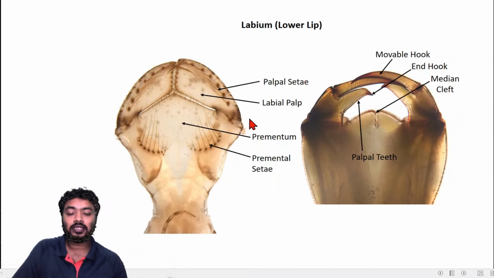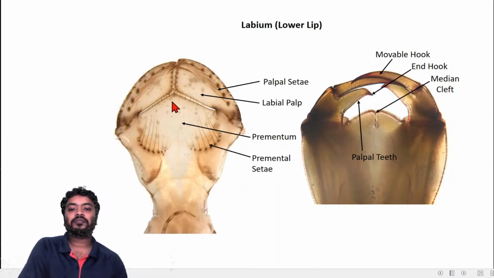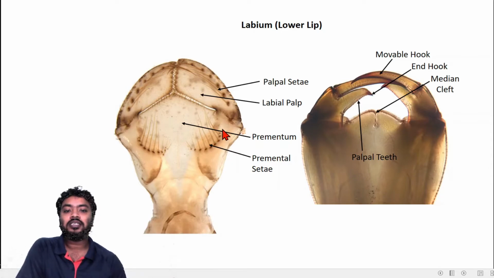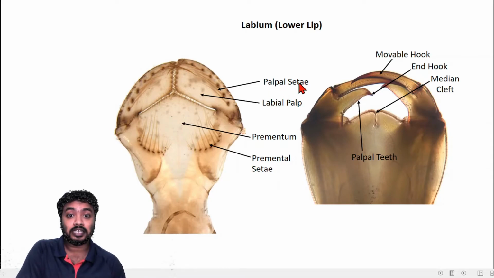Okay, see, this is the labial palp, labium, and this part is known as the mentum. This is the prementum, the front part of the mentum. This prementum bears setae, which are known as premental setae. Setae means small minute hairs. So this is known as premental setae, and this part is known as the labial palp. This labial palp bears rows of setae on both sides. These are known as palpal setae.